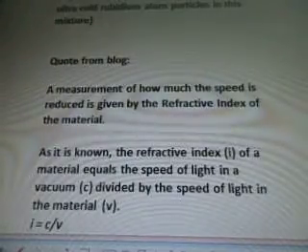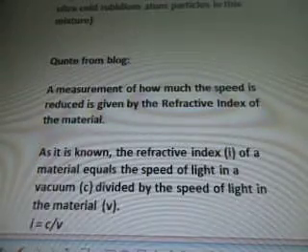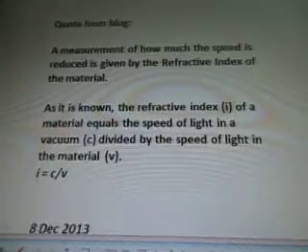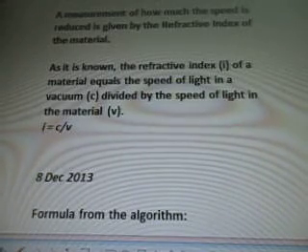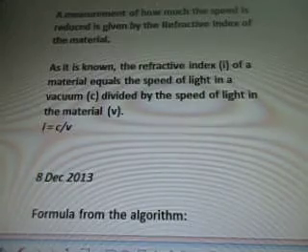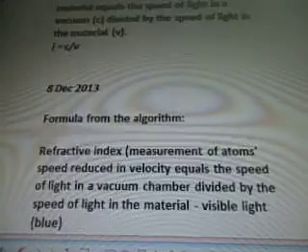Quote from blog: a measurement of how much the speed is reduced is given by the refractive index of the material. As it is known, the refractive index I of a material equals the speed of light in a vacuum C, divided by the speed of light in the material V. So I equals C divided by V.